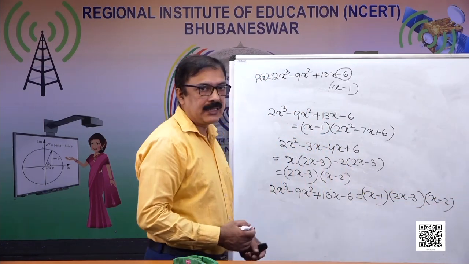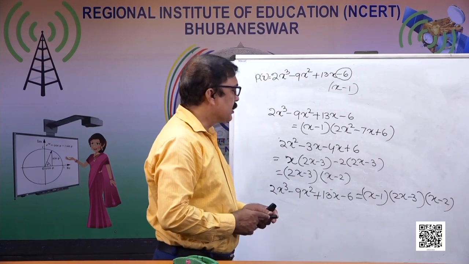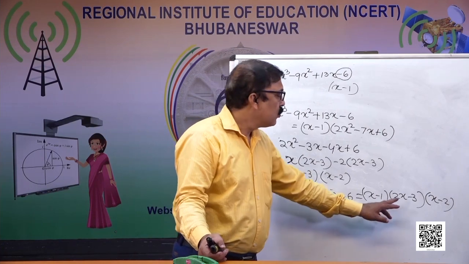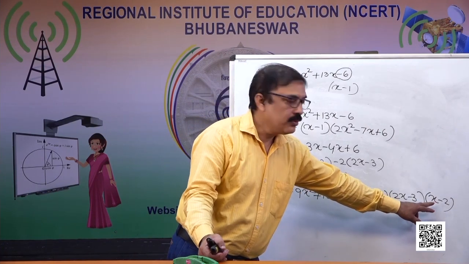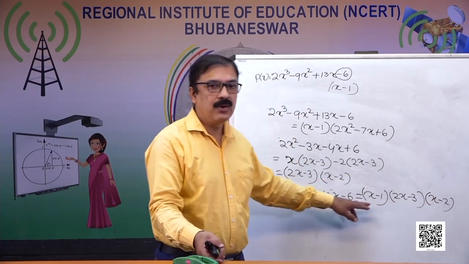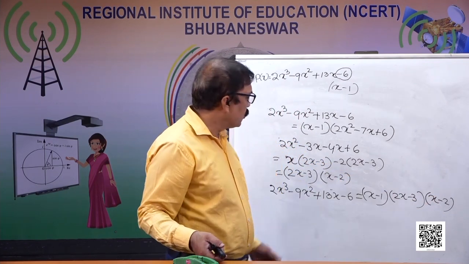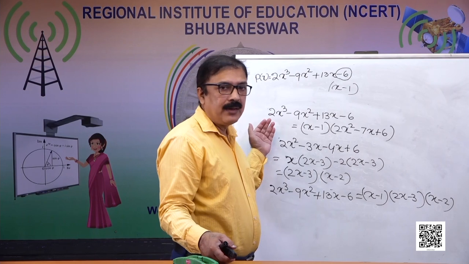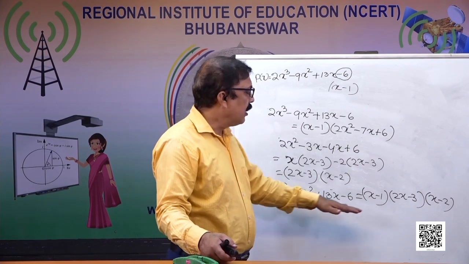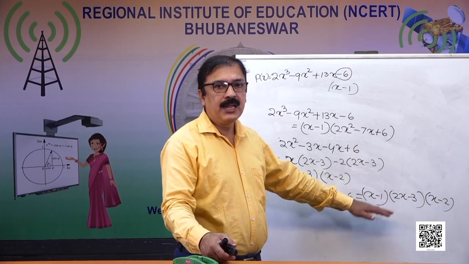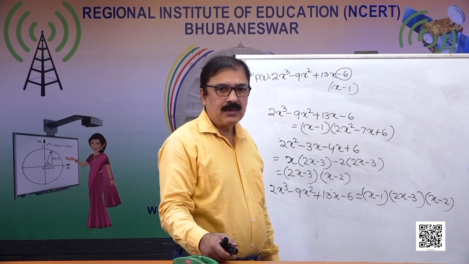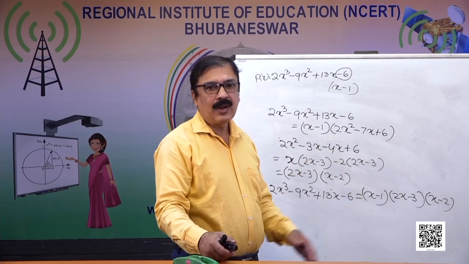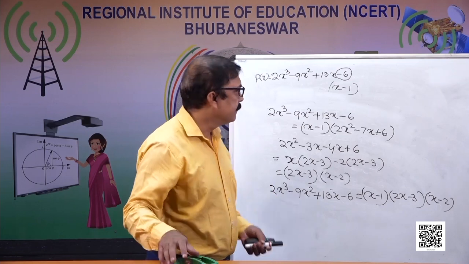So how many factors are there in this cubic polynomial? We have three factors, namely x minus 1, 2x minus 3, x minus 2. Each of these polynomials is a linear polynomial. So whenever a cubic polynomial has factors, then we have three linear polynomials as factors, or a linear polynomial and a quadratic polynomial as factors.